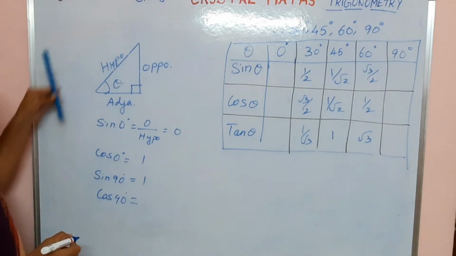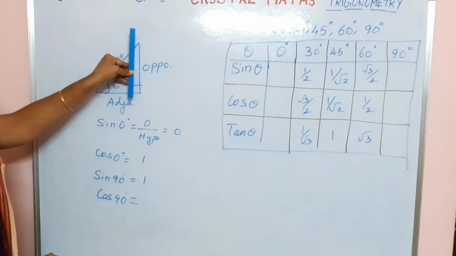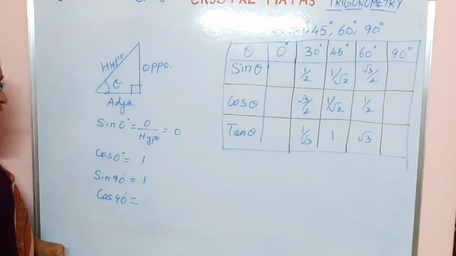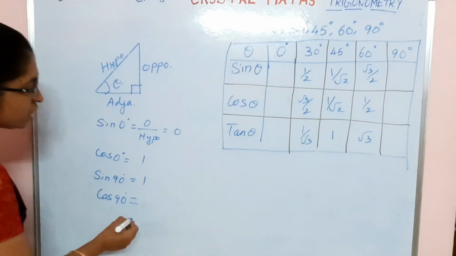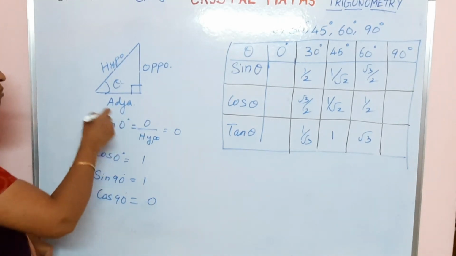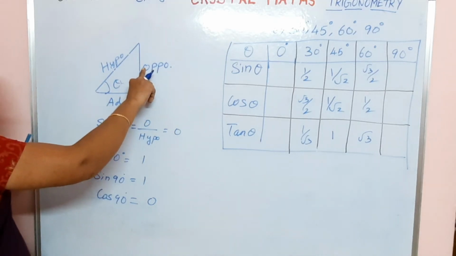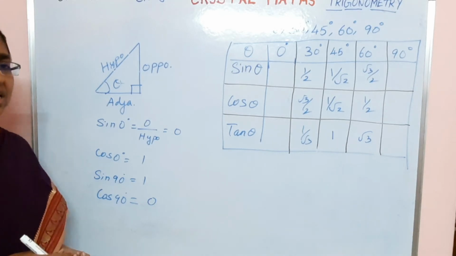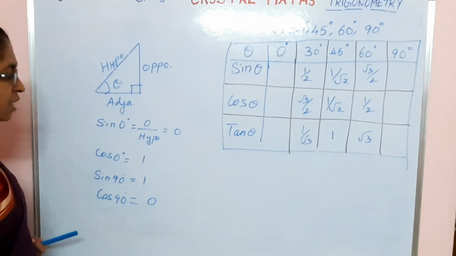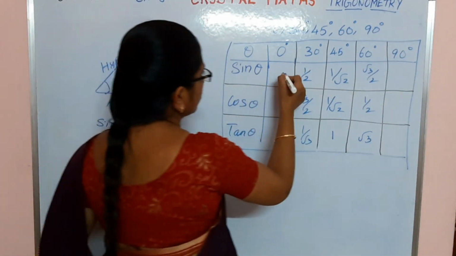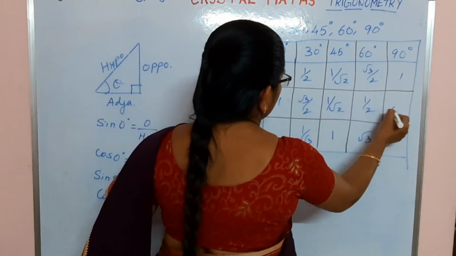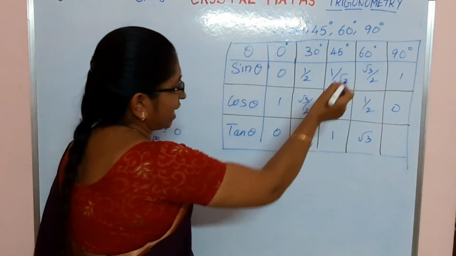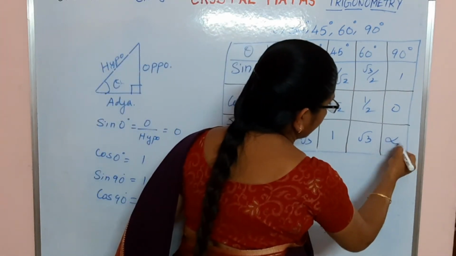Cos 90 will be how much? Both will be the same in the sense, cos 90 also will be equal to 0. Nothing will be there. 0 by any number will be equal to 0, because this one will be coinciding with this. So the adjacent side will not be there. So the answer will be 0 over there. Let us write the value over here. Tan 90 will be equal to infinity, not defined.